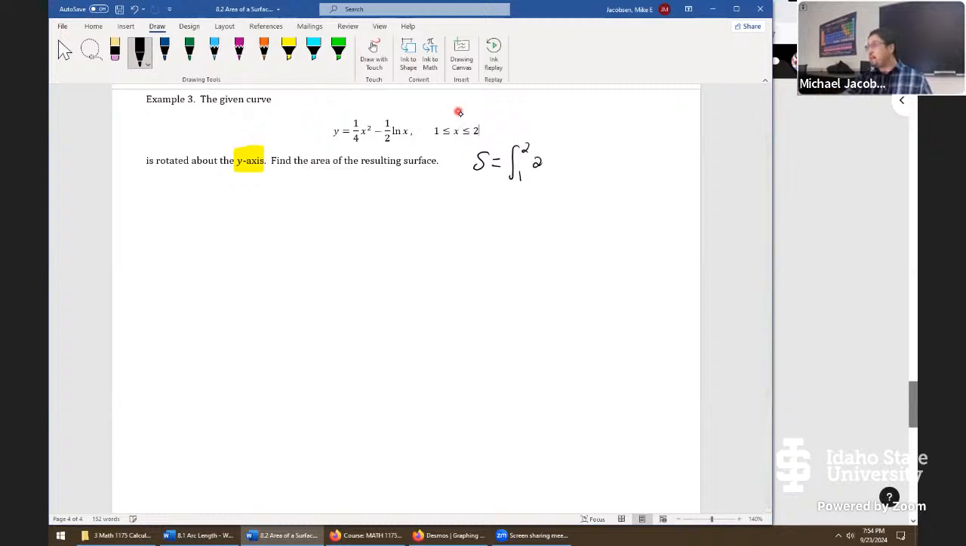Then it's going to be 2 pi. And what would you put here next? It is x, good call. The different rotation, this time about the y-axis, produces an x right here. Then square root of 1 plus dy/dx squared dx. So that's our formula to navigate through on this one.